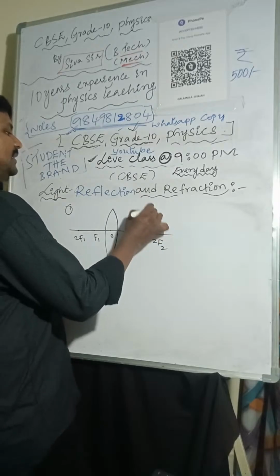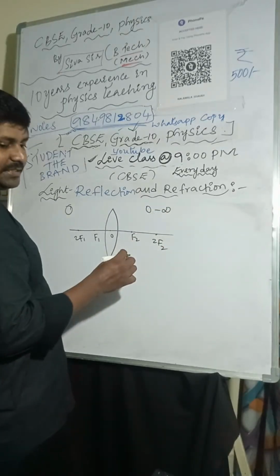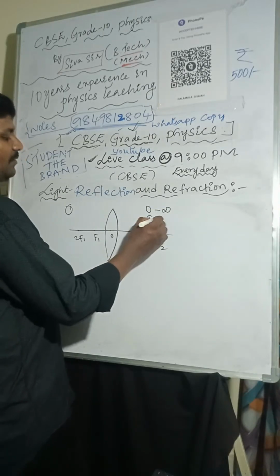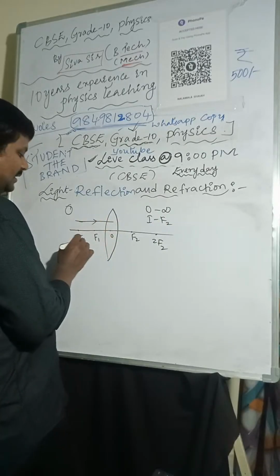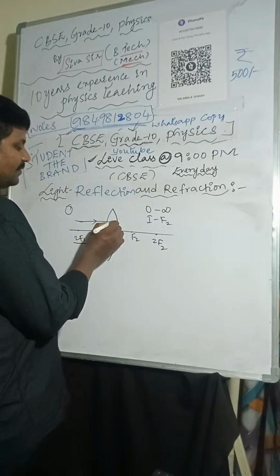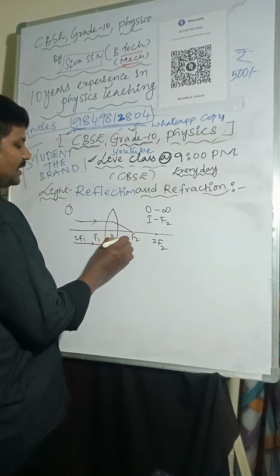One object is at infinity; the image will form at the focus. How, sir? I am taking a light ray like this. Another light ray I am taking like this. After refraction, those light rays will meet at the focus.